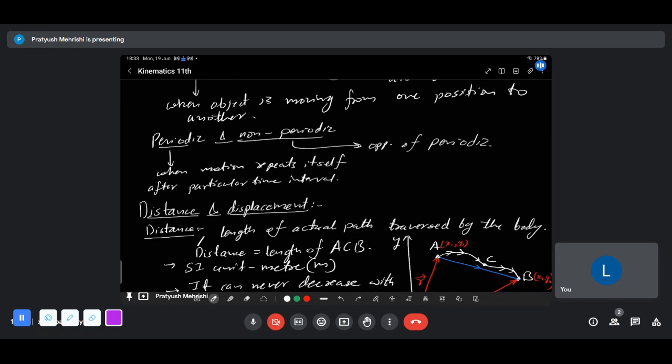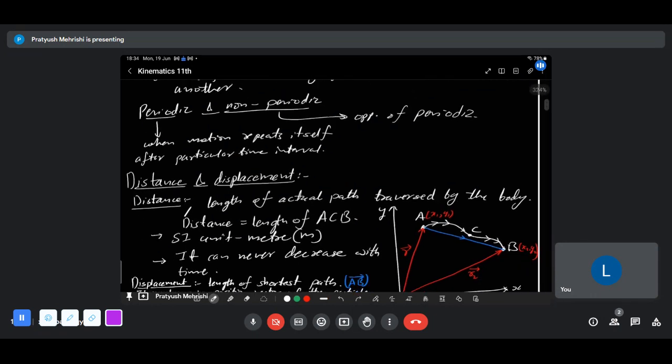Like you are going to school and you are coming back, but on some day you are taking more time to come back, and on another day you are taking less time. So it is not preordained that you will take this much time only to reach back your home. It is more like a random motion, but not periodic motion.